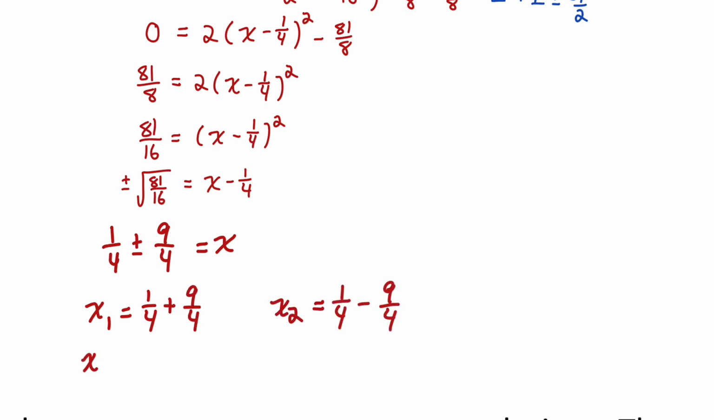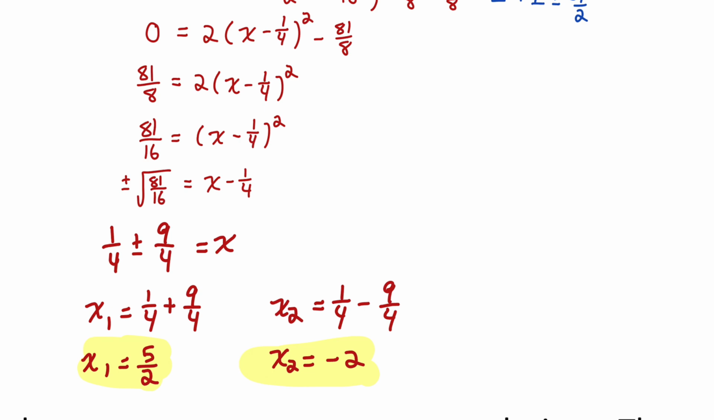So my first answer, 1 over 4 plus 9 over 4, is 10 over 4. Dividing top and bottom of that by 2, I see that's equal to 5 over 2. And my second answer, 1 over 4 minus 9 over 4, is negative 8 over 4. And negative 8 divided by 4 is just negative 2. So there's my second answer for x.